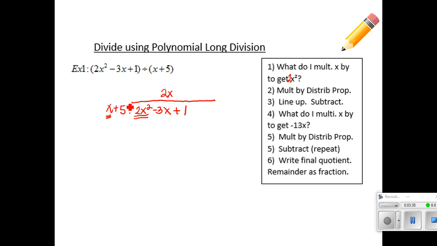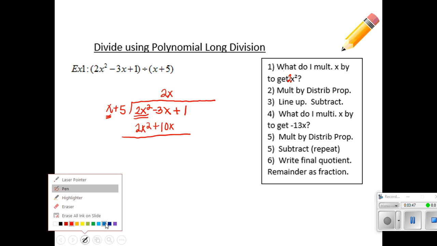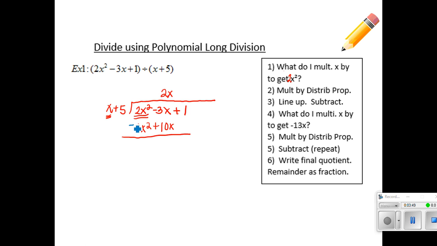So 2x times x is 2x squared. 2x times 5 is plus 10x. Draw your line, okay? And this is where you have to remember to change your signs. So we're going to subtract both of these. Okay, so these two cancel out. Negative 3x minus 10x is negative 13x.